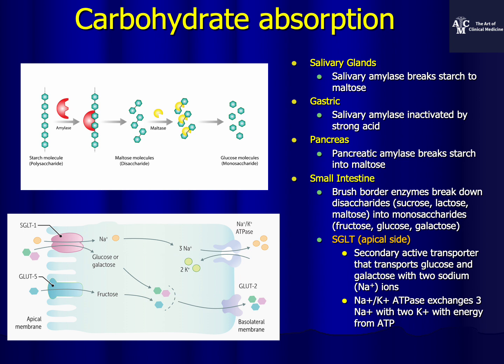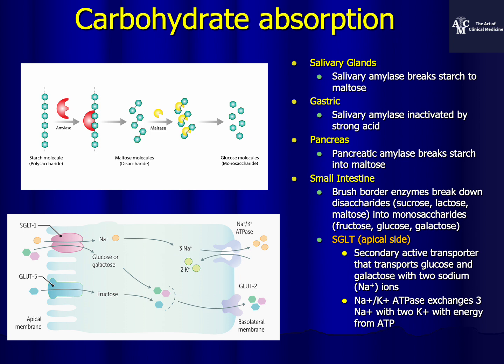In the stomach, the salivary amylase now becomes inactivated by the acid. The pancreas then further releases amylase as the food moves down from the stomach, and this now will break the starches also into maltose. The small intestine then has brush border enzymes, which will break down the disaccharides, which are sucrose, lactose, and maltose, into the monosaccharides, which are fructose, glucose, and galactose.